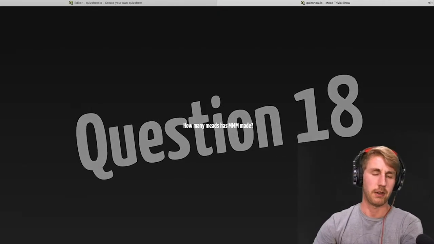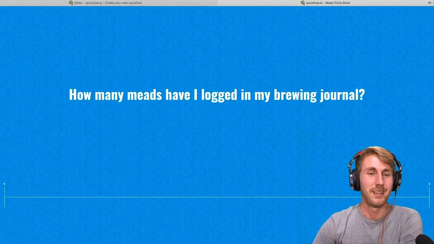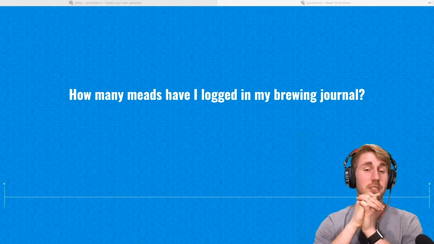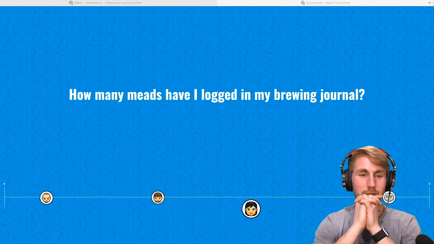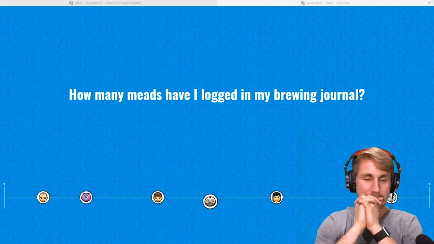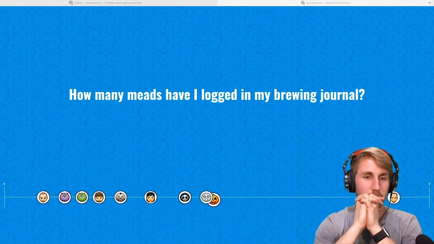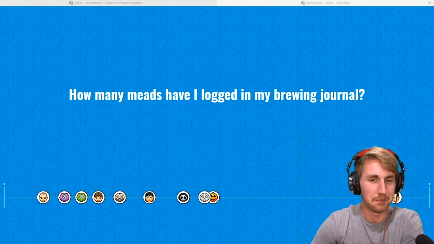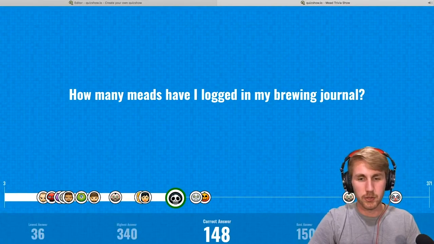Number 18, I think 5 more, I don't know. Oh, actually we're at the last 3. Here we are. How many meads have I brewed or logged in my brew journal? I have said this before on the stream, so if you've tuned into a stream, you can get a more accurate answer. Wow, look at the spread. Then we got somebody who just threw a 1,000 number out. It is 148. Wow. Someone got real close.